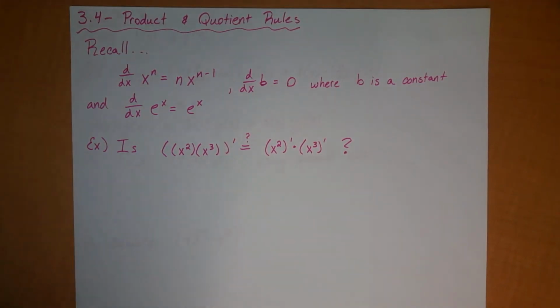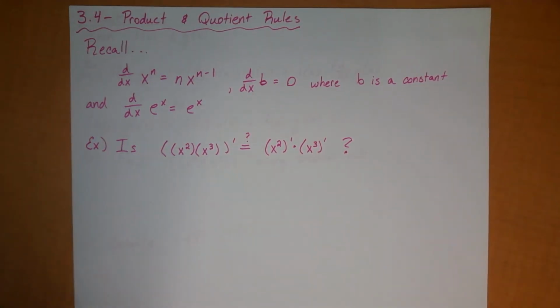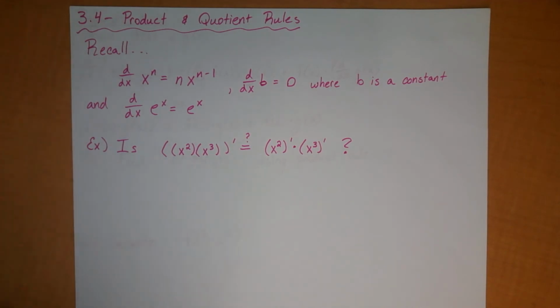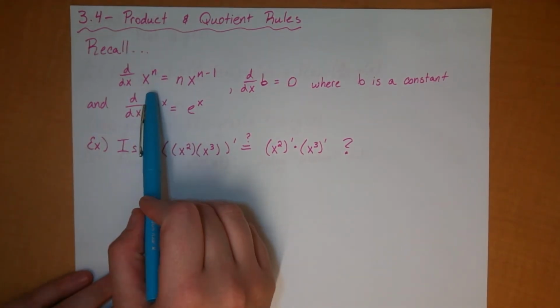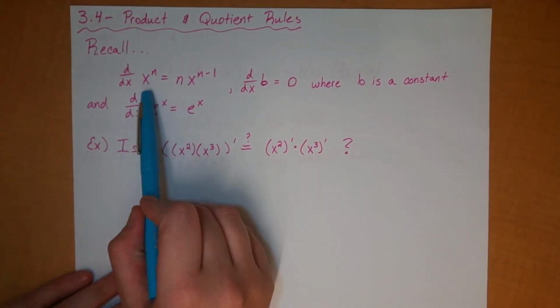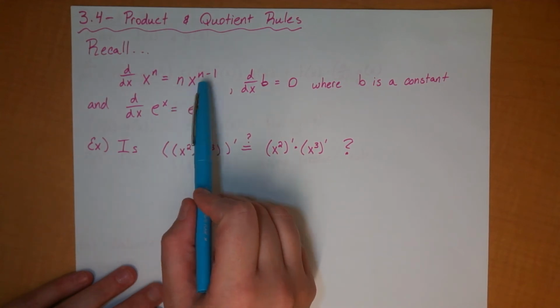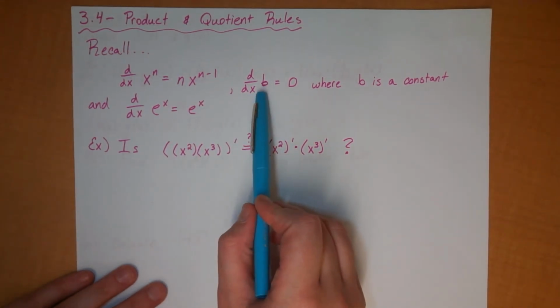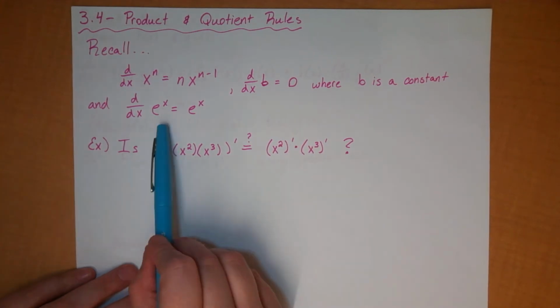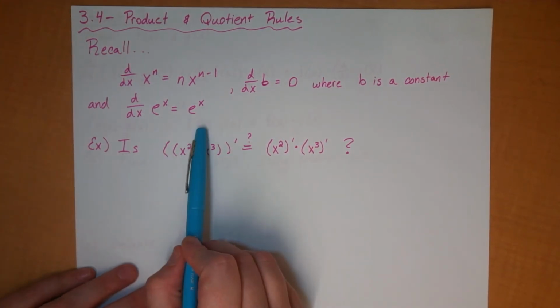Alright, so this is for section 3.4, which we are going to be talking about the product and the quotient rule. So before we get started, go ahead and recall that we have the power rule, which says that if we take the derivative of something of the form x to the n, that equals n times x to the n minus 1. The derivative of a constant b is 0, and the derivative of e to the x is just e to the x.